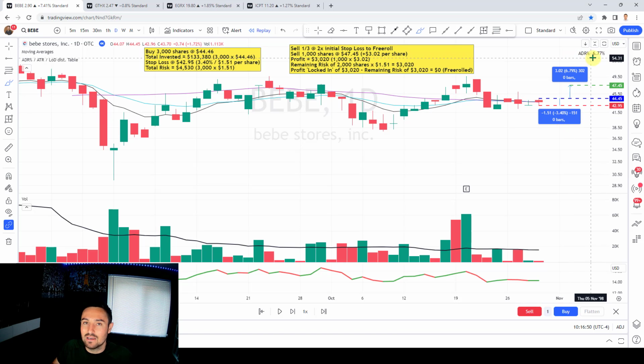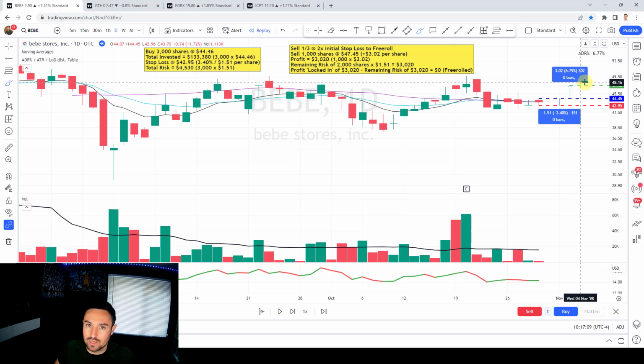This is the ADR percentage, which is the average daily range percentage, and it's set to 20 days. So 6.77% at this time, back on the 29th of October, 1998, the average daily percentage range of the stock, excluding gaps, was 6.77%. Now, why is that important? Why am I bothering to talk about it?